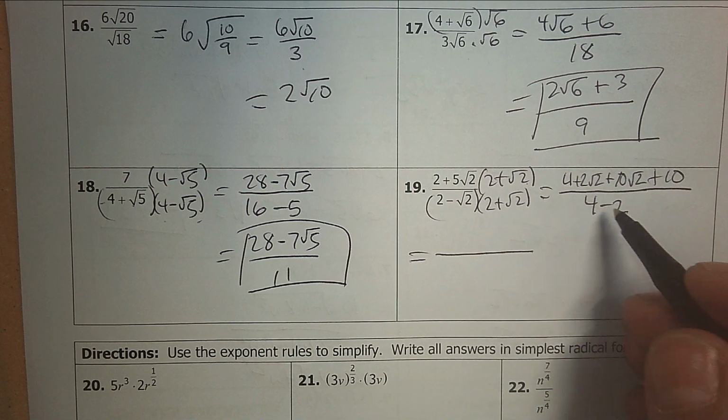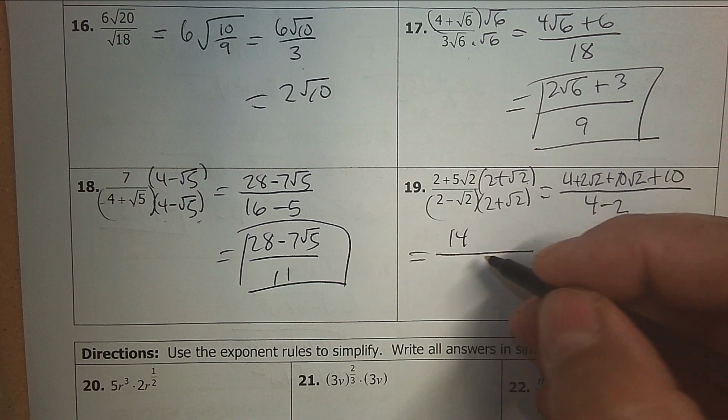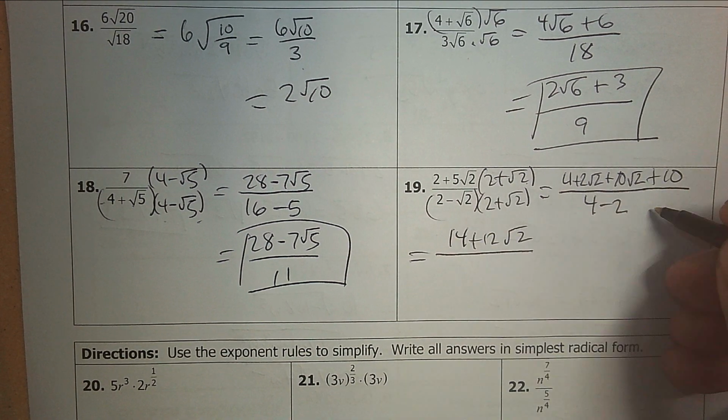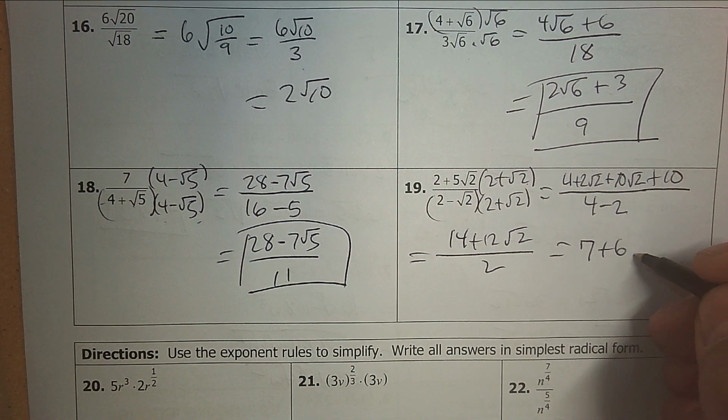So let's combine like terms. So in the numerator I have 14, and then I have 12 root 2. In the denominator I have 2. 2 goes in everything evenly, so I have 7 plus 6 root 2.